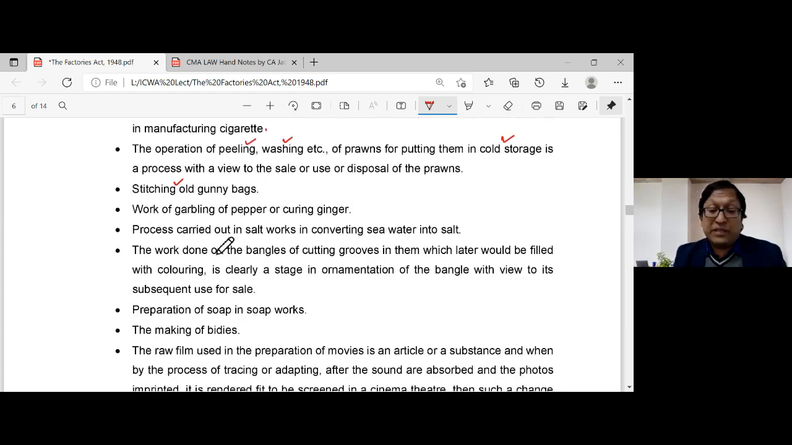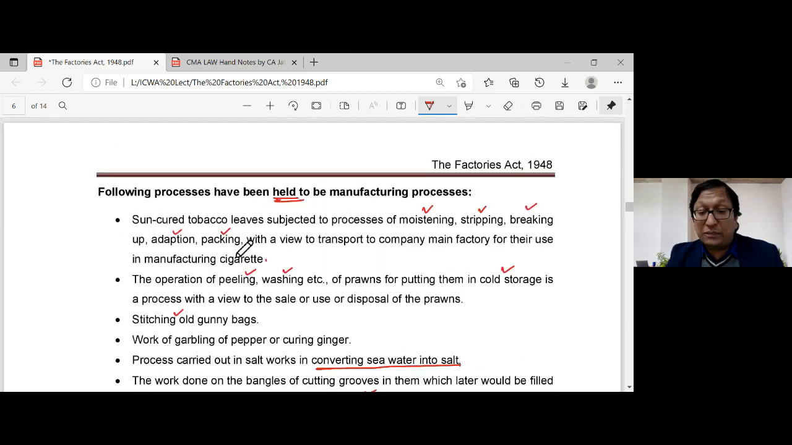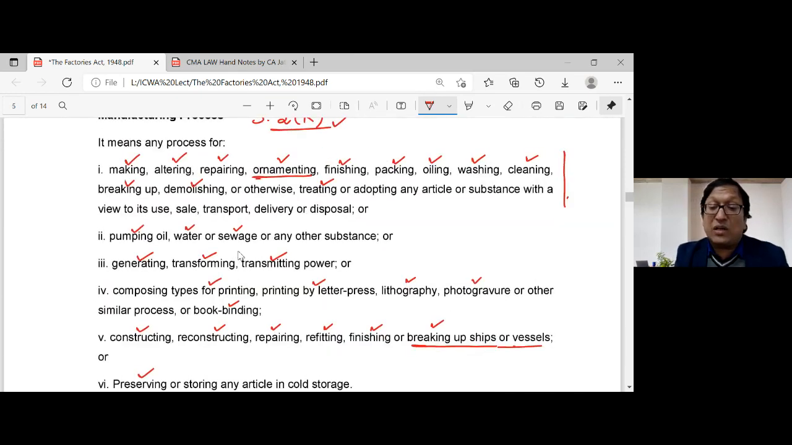This is also a process carried out in salt works in converting seawater into salt. This is again a manufacturing process. The work done on bangles of cutting grooves in them, like people make grooves in them and after that they fill some different colour material in that so as to make the bangles beautiful. So the work done on bangles of cutting grooves in them, which later would be filled with colouring, is clearly a stage in ornamentation. You are doing ornamentation, I told you. The activity of ornamenting is also treated as a manufacturing process.